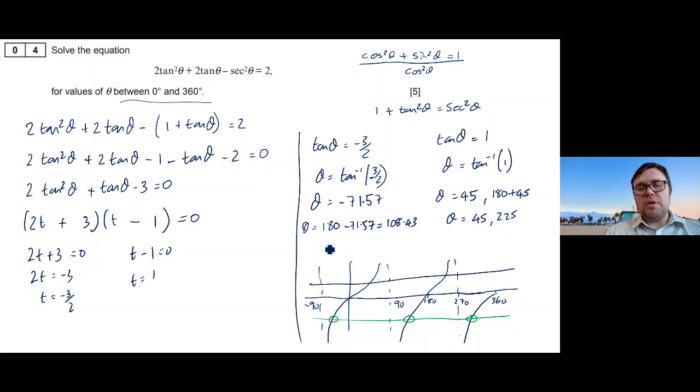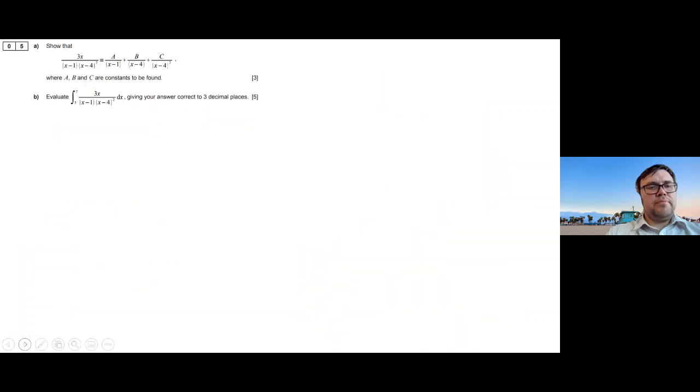And also it is going to be 360 minus 71.57, which is 288.43. Those would be my 4 values for the 5 marks, all within range. Obviously, excluding the minus 71.57, but the ones that I want are 45, 225, 108.43, 288.43. Moving on to the next question.